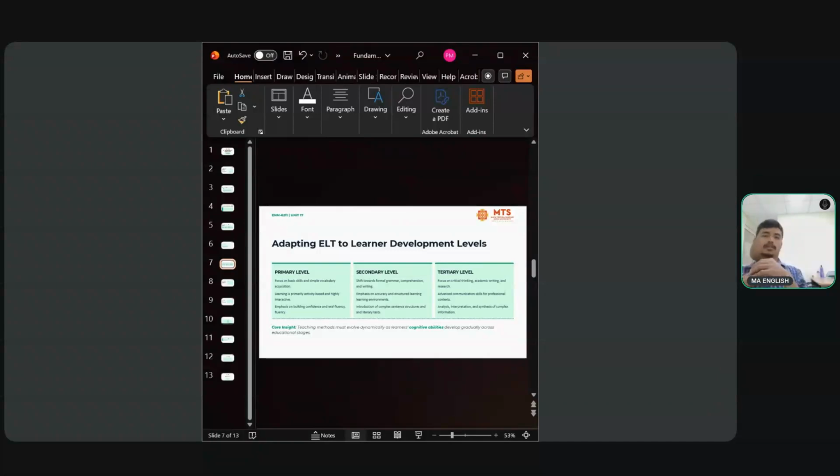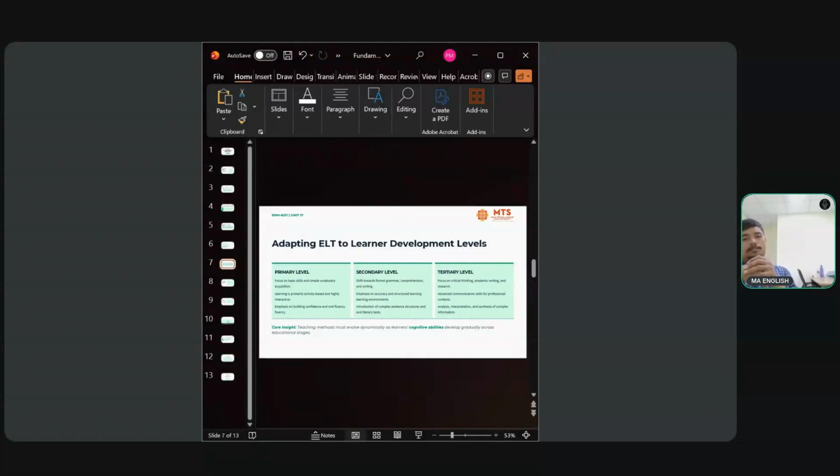So finally, the tertiary level refers to higher education, colleges, and universities. This is the level that most of you, as MA students, are at right now. At this level, the focus is on critical thinking, academic writing, research skills, and professional communication.